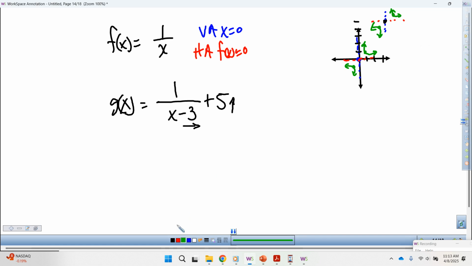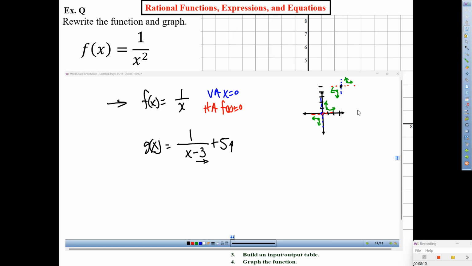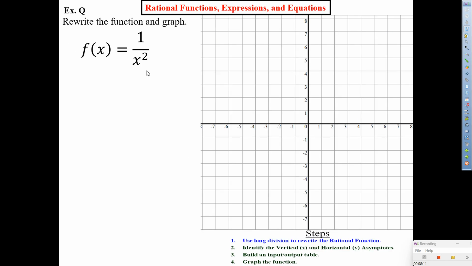So today, we're moving on to a new parent function that looks very similar to this one. Look at it. Tell your neighbor the only thing you notice that's different. Everyone, what's different? The square. However, the rest is the same.